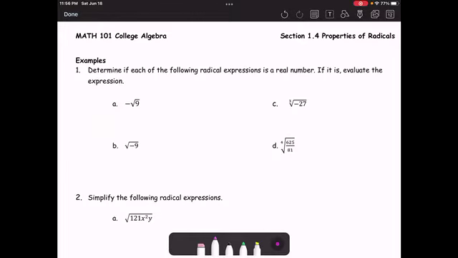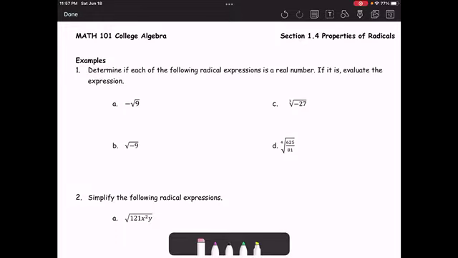Determine if each of the following radical expressions is a real number. If it is, evaluate the expression. For example 1, we are going to determine if each of the following radical expressions is a real number. If it is, evaluate the expression.